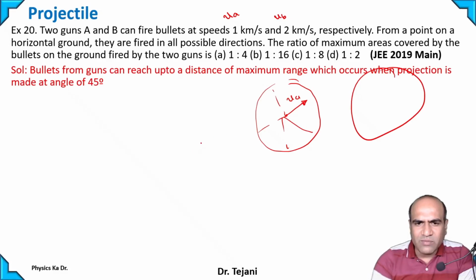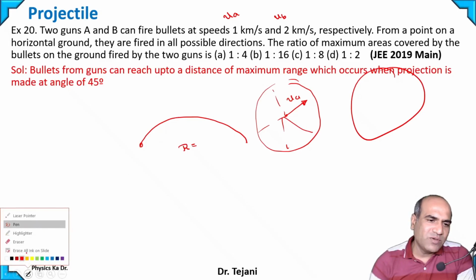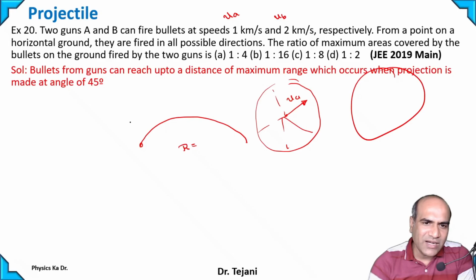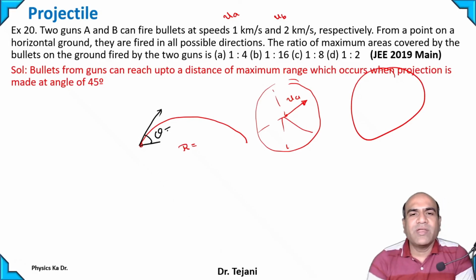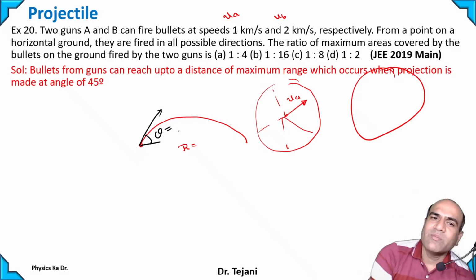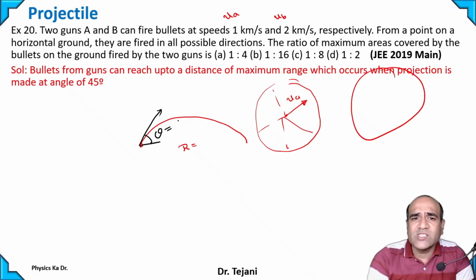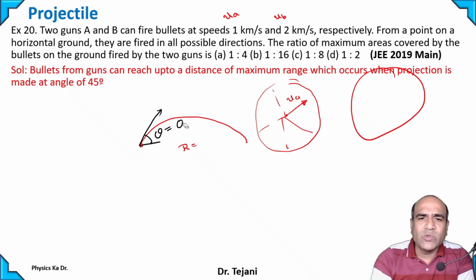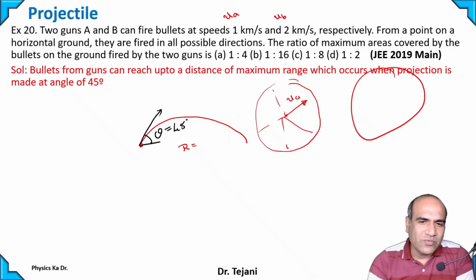See, when we fire a bullet, or you can say an object is having a projectile movement, to achieve a maximum range, it should be fired at 45 degrees. We know that if a cricketer wants to have a maximum range, means maximum displacement, theta should be 45 degrees. So we know R maximum is equal to U square by G.